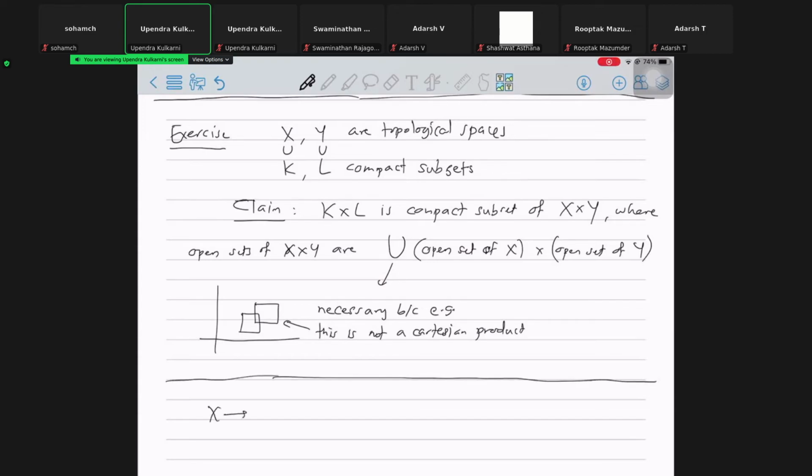So, X to Y, f is continuous if and only if f of S closure is contained in f of S closure. Yes, sir. So I'm not sure if the backward direction holds.